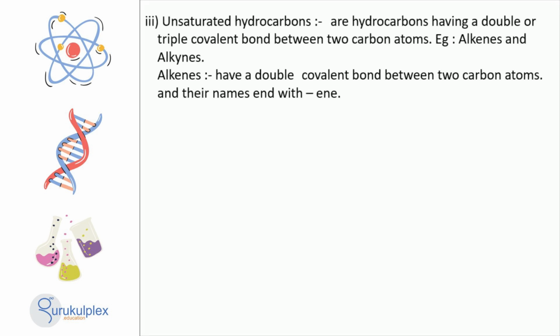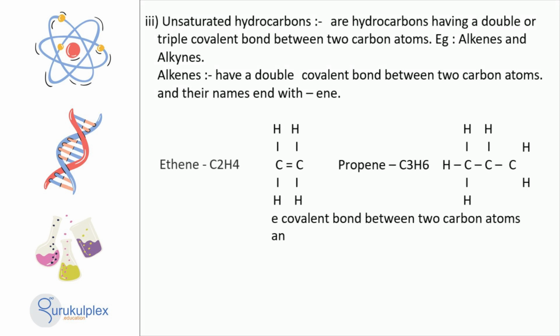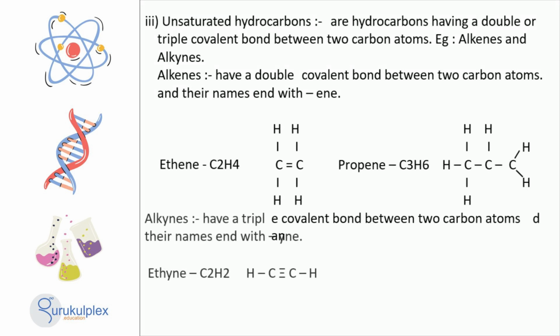Hydrocarbons are organic compounds composed of hydrogen and carbon atoms. These molecules can be saturated or unsaturated, depending on the types of bonds between the atoms. Unsaturated hydrocarbons are hydrocarbons with a double or triple covalent bond between 2 carbon atoms. Examples include alkenes, like propene, C3H6, and alkynes, like ethyne or acetylene, C2H2. Unsaturated hydrocarbons are distinguished by their suffixes. Alkenes use the suffix -ene, and alkynes use -yne.